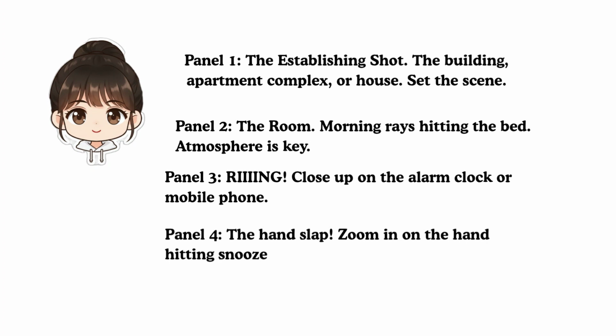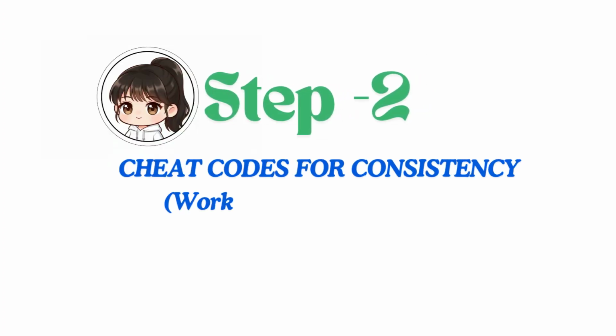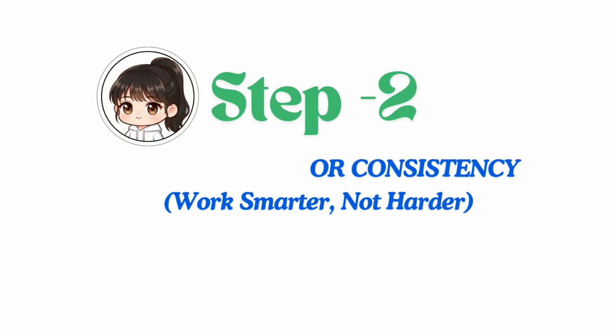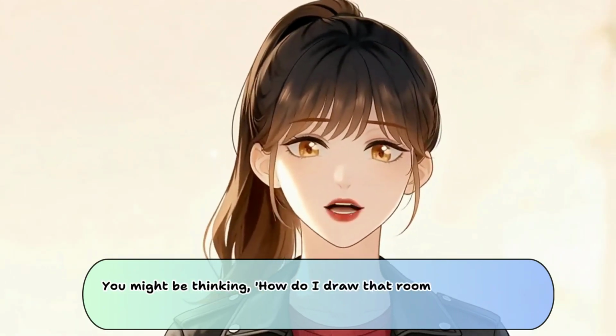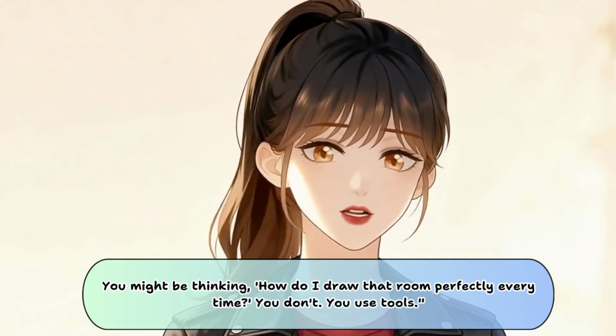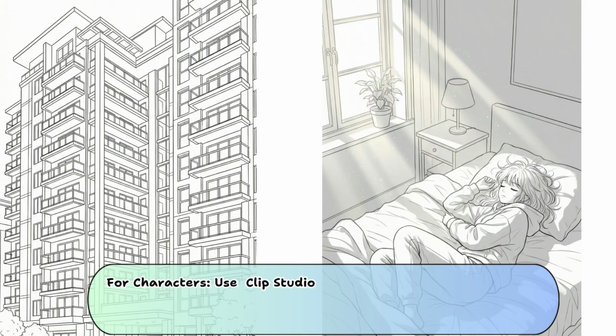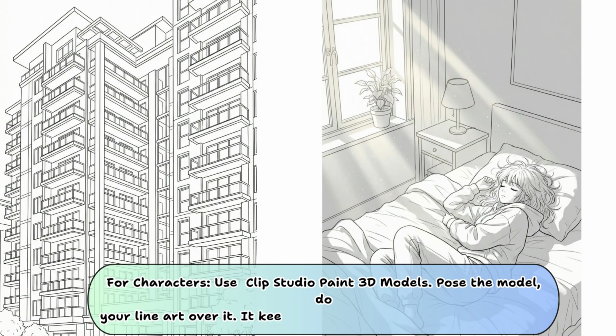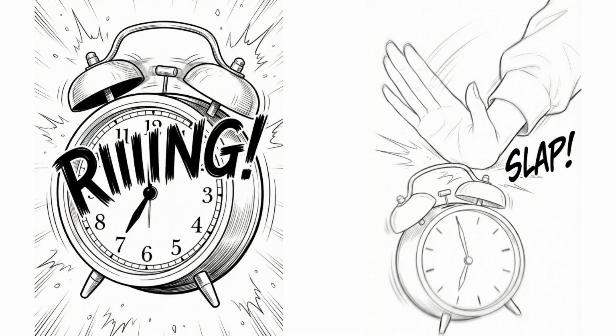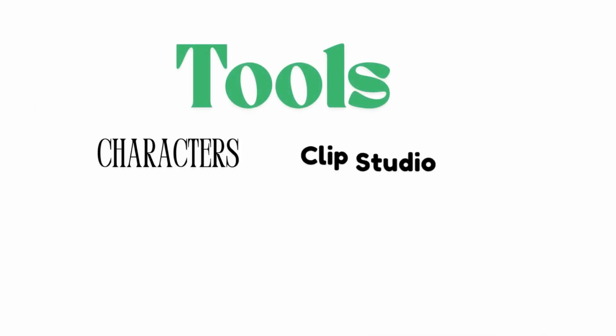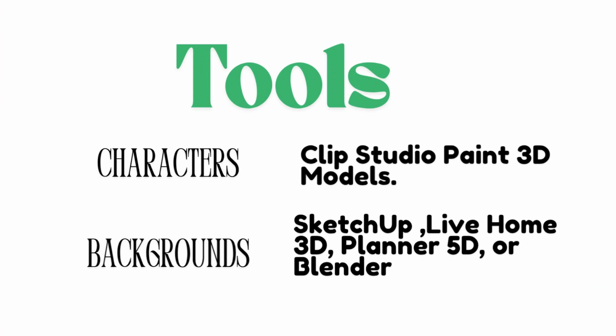Step 2. Cheat codes for consistency. Work smarter, not harder. You might be thinking, how do I draw that room perfectly every time? You don't. You use tools. For characters, use Clip Studio Paint 3D models. Pose the model, do your line art over it. It keeps your proportions perfect every single time. For backgrounds, do not draw every brick. Use SketchUp, Livehome 3D, Planner 5D, or Blender. Take a snapshot, import it, and trace or filter it.